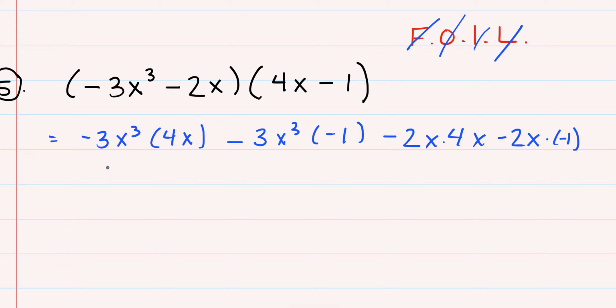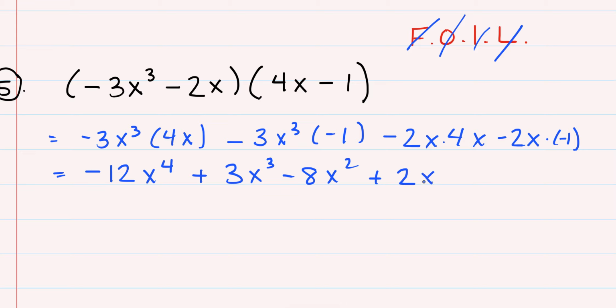Let's clean this up. Negative 3 and 4 make negative 12. Then we have x to the 4th. Negative and negative make a positive 3x cubed. Then we have 2 times 4, that's 8. Then we have this negative here, so minus 8x squared for the x's. And then a negative 2x and a negative 1 make a positive 2x. And I can't combine any terms, so we're done with this problem.